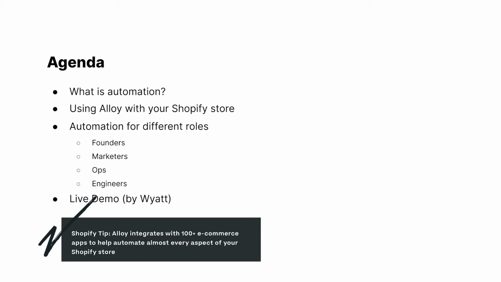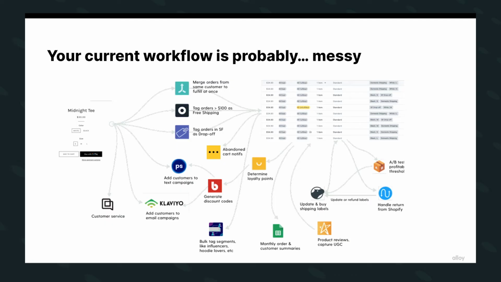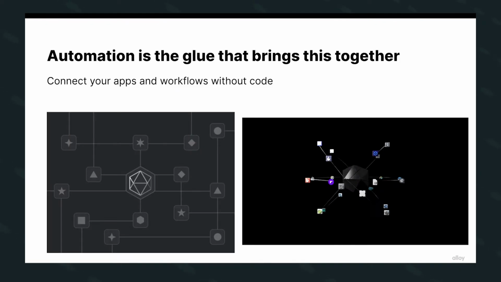So let's start with what automation is. Your current workflow is probably pretty messy. You have tons of different Shopify apps or independent apps helping you move data between, say, loyalty points to segmenting your email campaigns, and then from your customer service desk to email, etc. So all these messy lines kind of crossing over sometimes and duplicating work, or just costing you a lot of money to use them. And so automation helps you put all of this together and sits at the center of your workflows so that you don't have these overlapping lines.